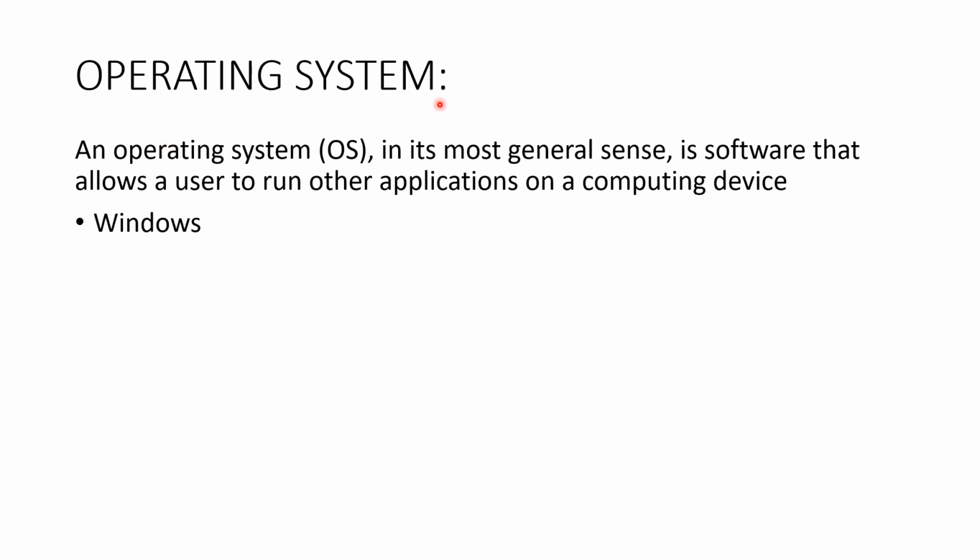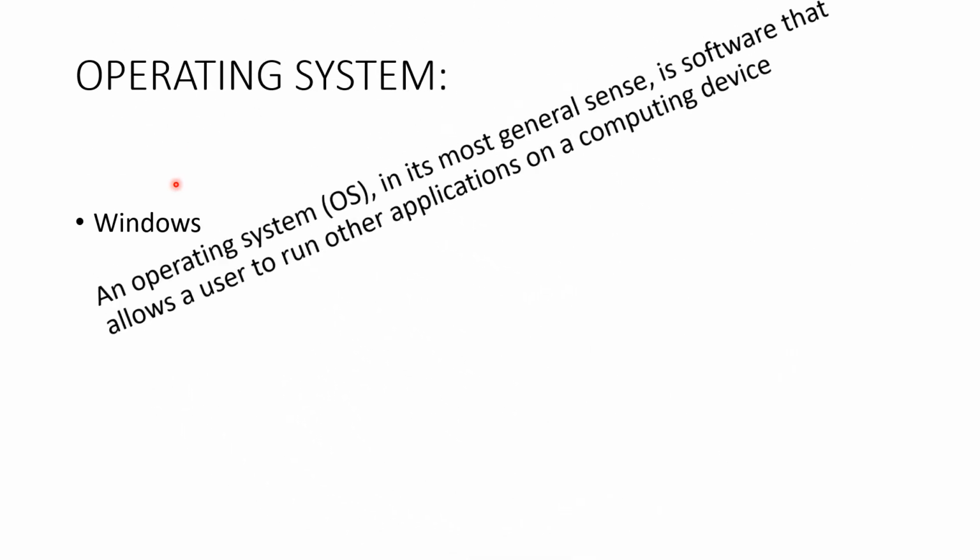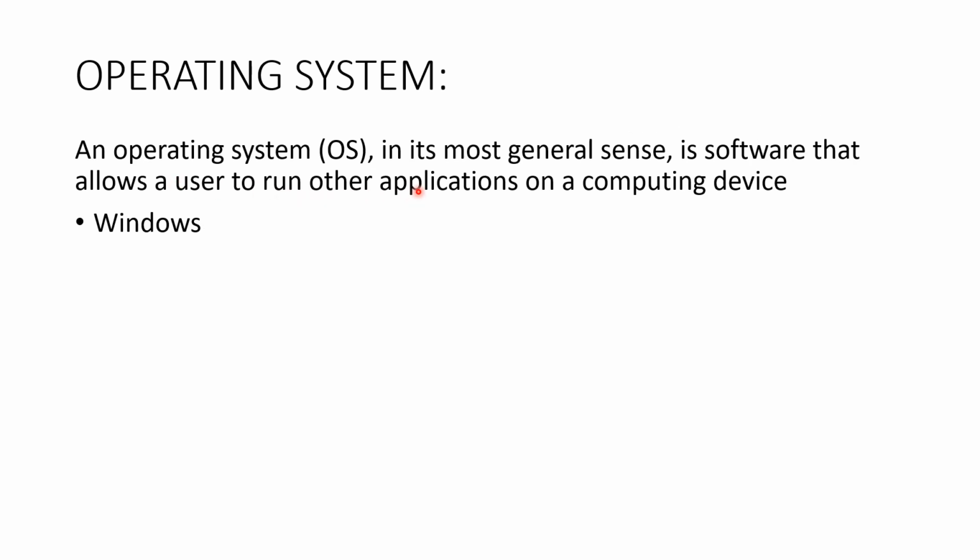Now we'll see the operating system. What is an operating system? An operating system, in its most general sense, is software that allows a user to run other applications on a computing device. The operating system provides the means to run other applications on the computer. Without the operating system, our computer would be useless.